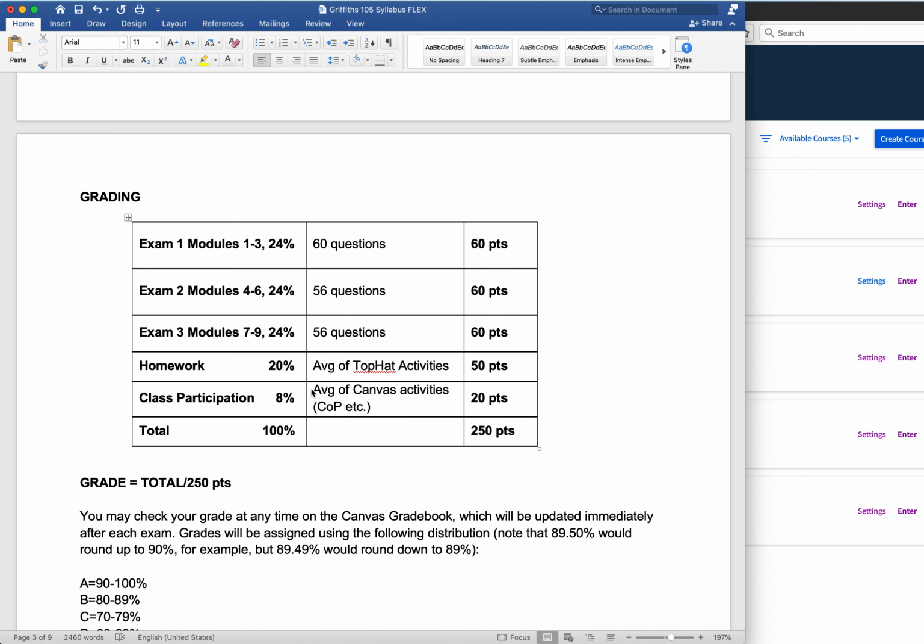Your homework is going to be all of your Top Hat activities. So I know it's going to seem like while you're going through it that it's very tedious, but it's actually going to count for 20% of your grades. This is a really easy way for you to boost your scores. So make sure that as you're going through your Top Hat, you're actually taking the time to look up the answers to questions you don't know. Don't just guess, because this is actually going to be something that's going to be really beneficial, hopefully, to your grade.